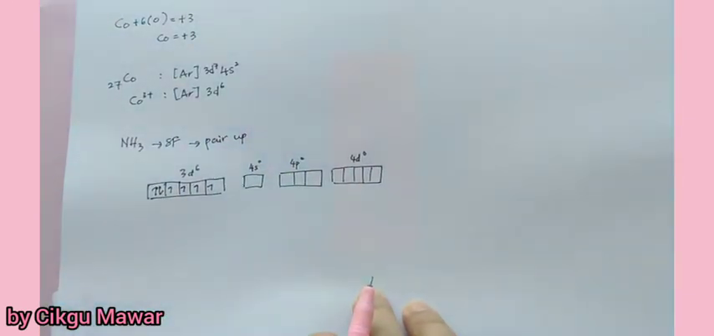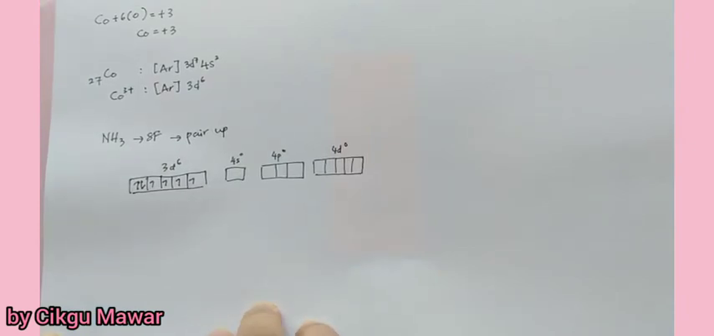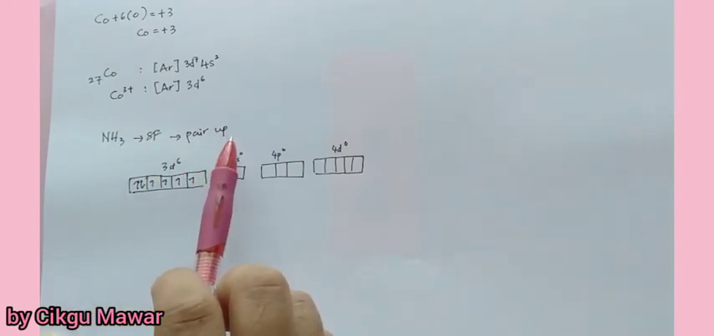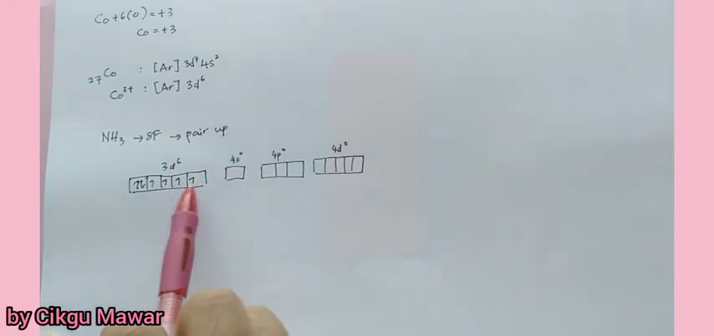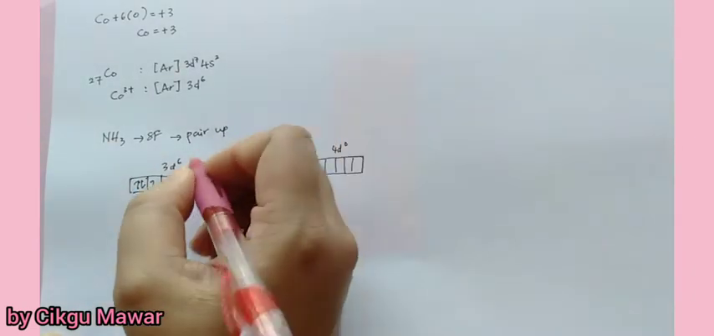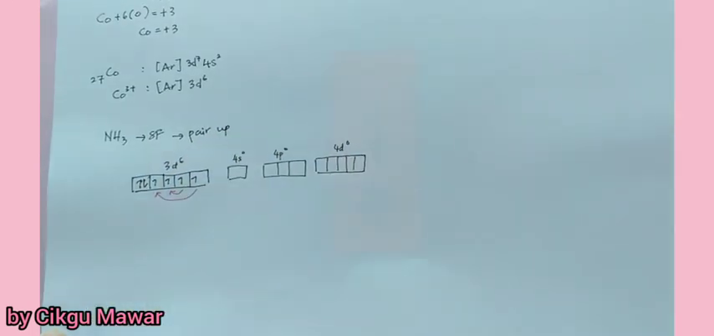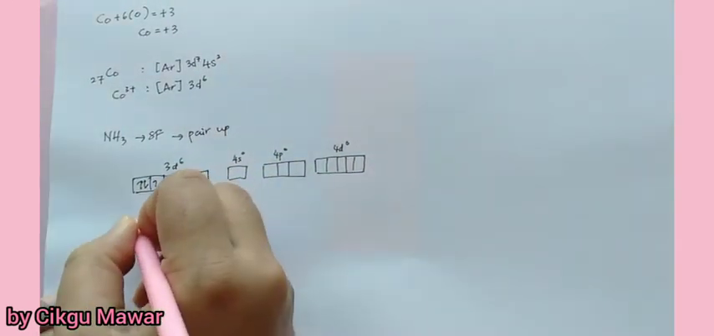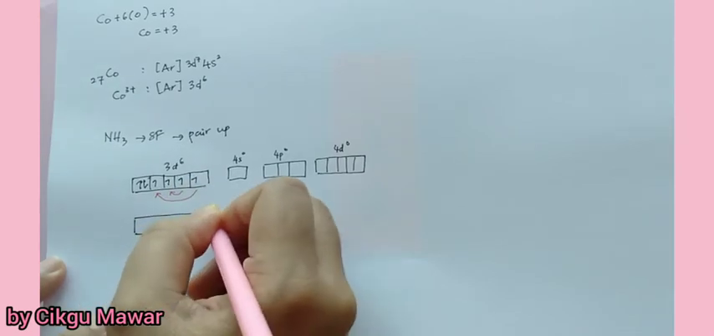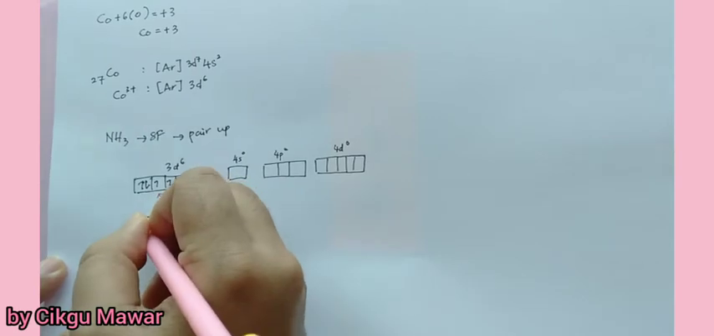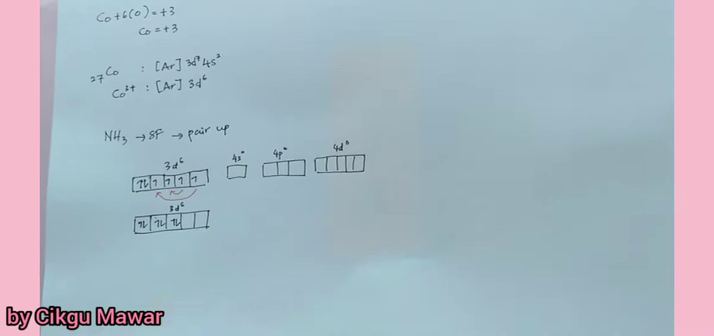Now refer to the orbital diagram. Don't forget that the ligand involved is ammonia, so we must pair up the electrons in the cobalt ion. Let's pair up. This one pairs up with this. So 3d6 becomes 1, 2, 3 pairs, already paired up. So it leaves 2 empty orbitals here.